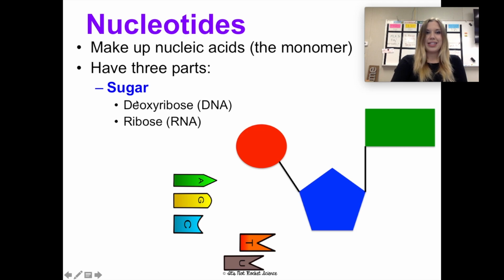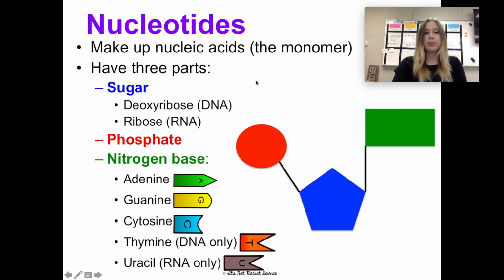A sugar. In DNA, that sugar is deoxyribose, and in RNA, that sugar is ribose. The second part is a phosphate group, as you can see here, like we've seen before in ATP. And then the third part is a nitrogen base, as indicated over here. And there are 5 different options of nitrogenous bases if we're talking about nucleotides.